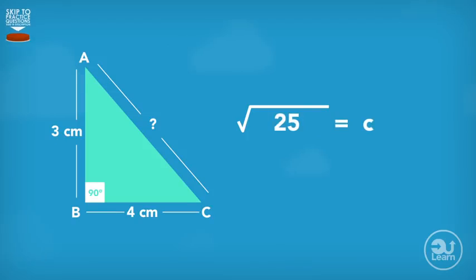which equals the square root of 25. As you have probably already figured out, to get the value of C, you just square root 25, giving us the answer 5. The final stage is to ensure you have the correct units. The final answer is 5 centimeters.